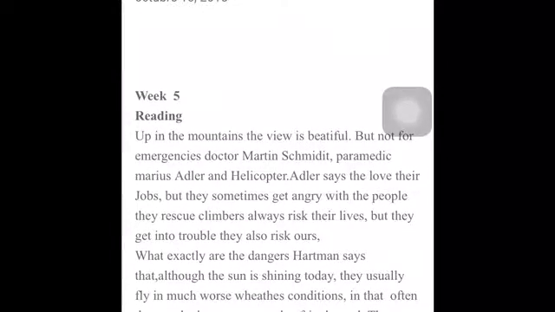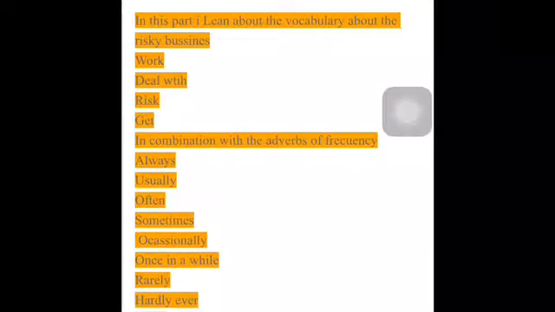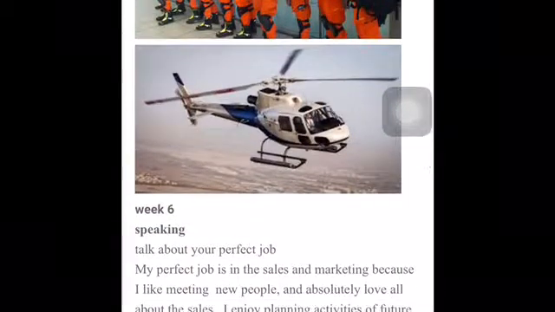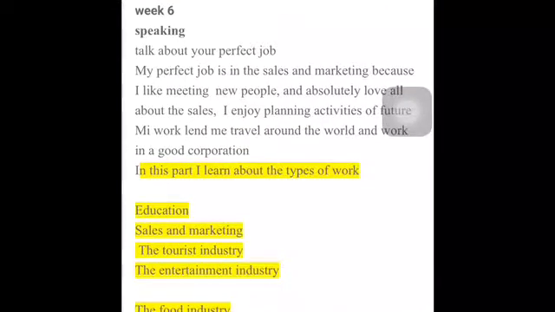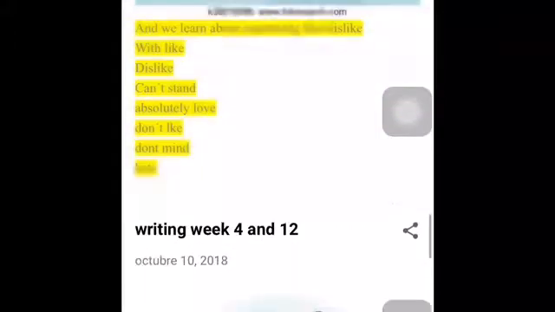In the reading, we have a text about risky jobs and some adverbs of frequency. In this part, I learned about some adverbs of frequency and some risky jobs. And we have the other part about my perfect job. In this part, we have to do a speaking activity about a perfect job with vocabulary establishment.